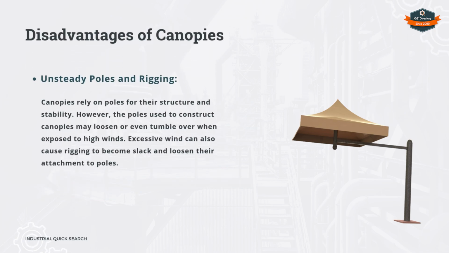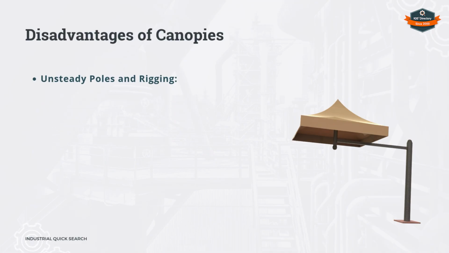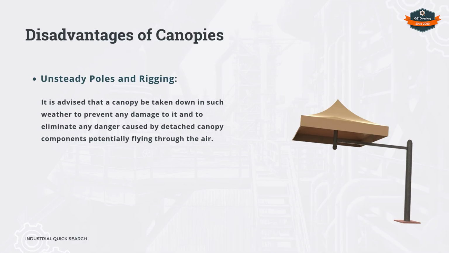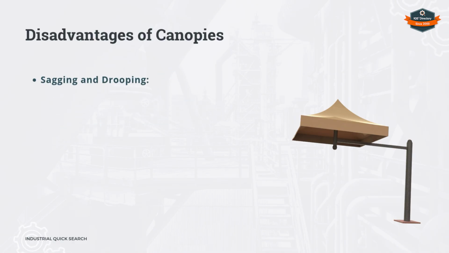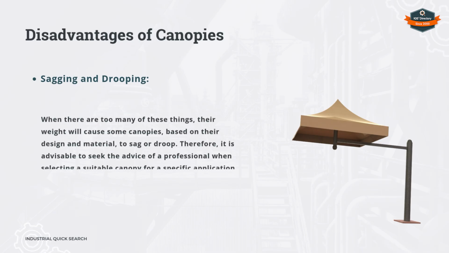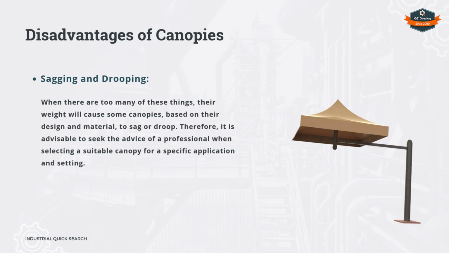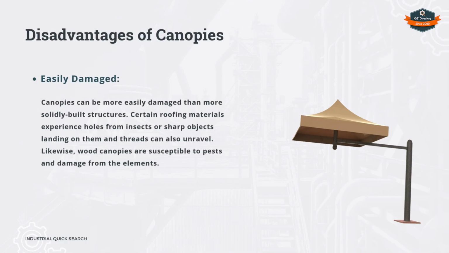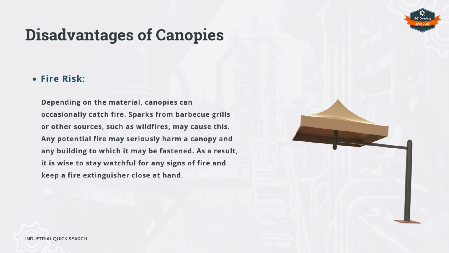Disadvantages of canopies. Unsteady poles and rigging. Sagging and drooping. Easily damaged. Fire risk.